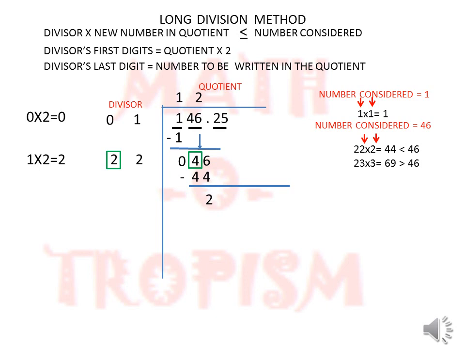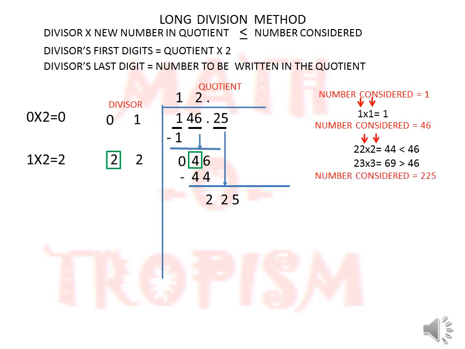Now before bringing down the 25, you notice that there is the decimal point. So it means I have to put the decimal point first in the quotient. Now when I put the decimal point in the quotient, I next bring down the 25. So when I bring down the 25, my new number considered is equal to 225.